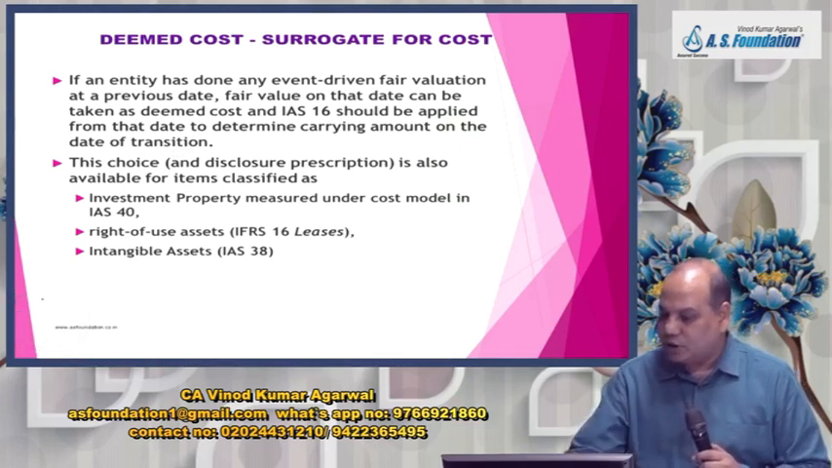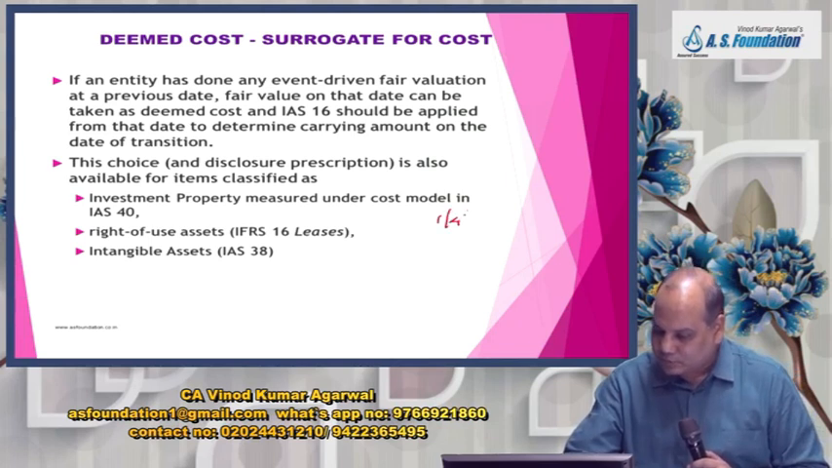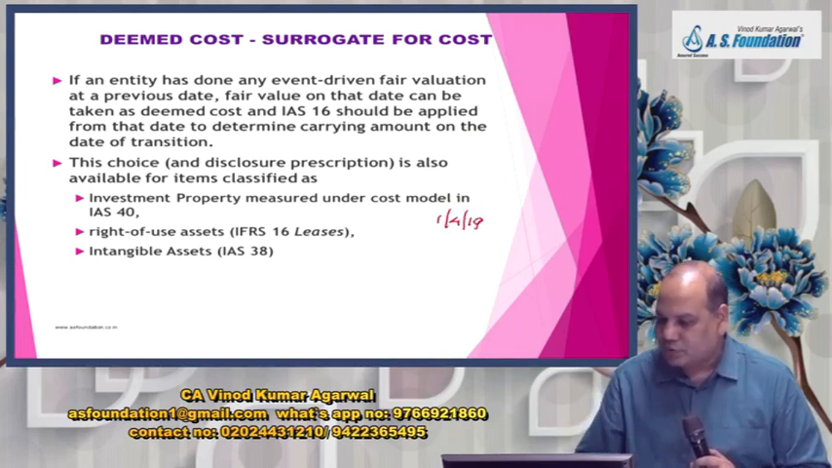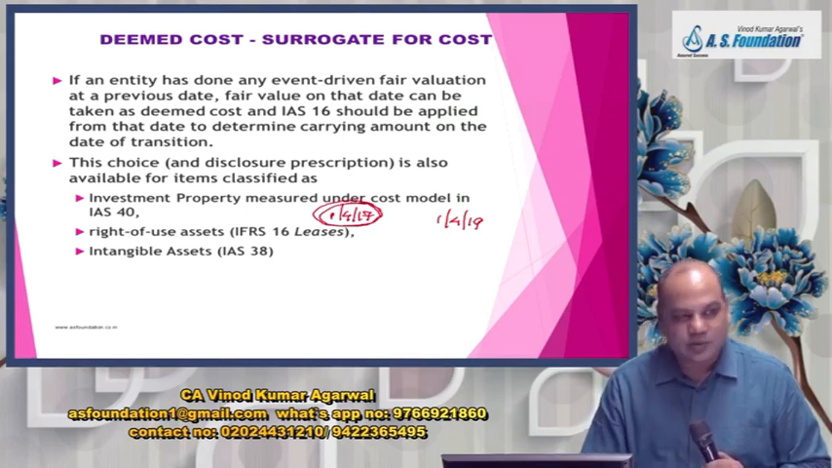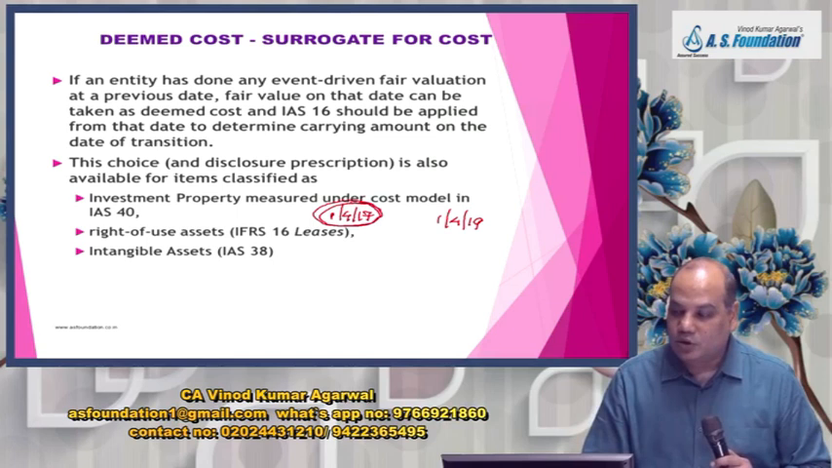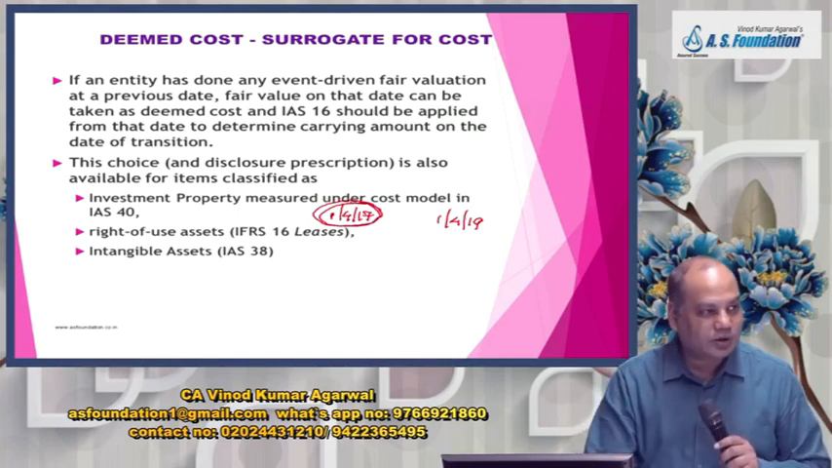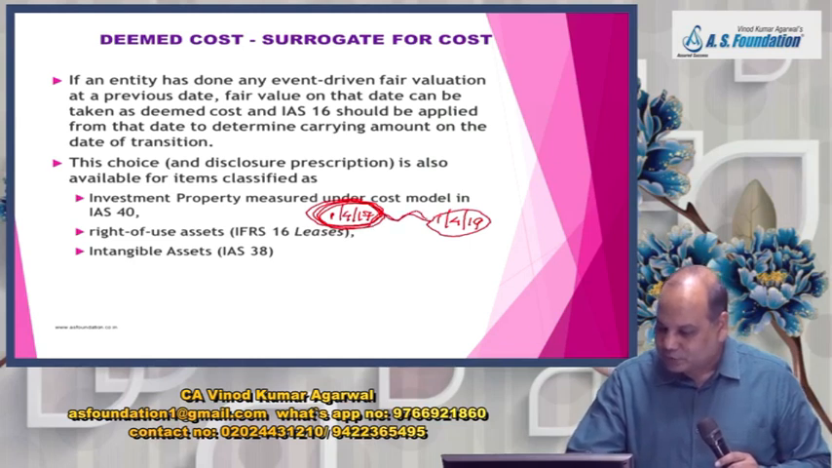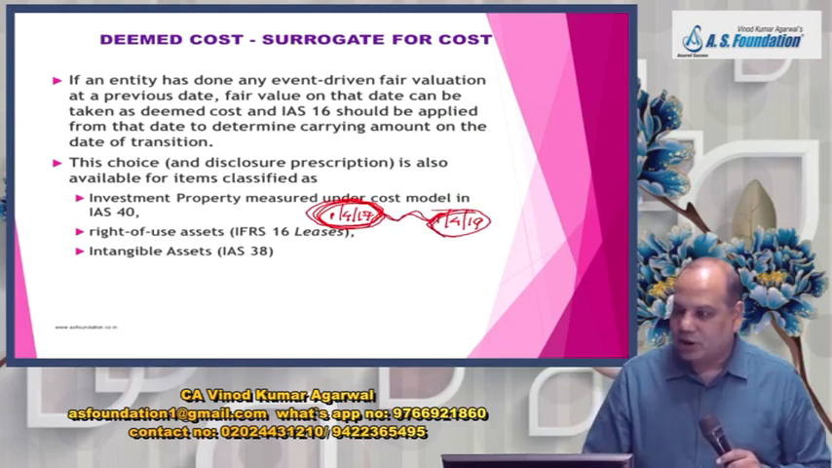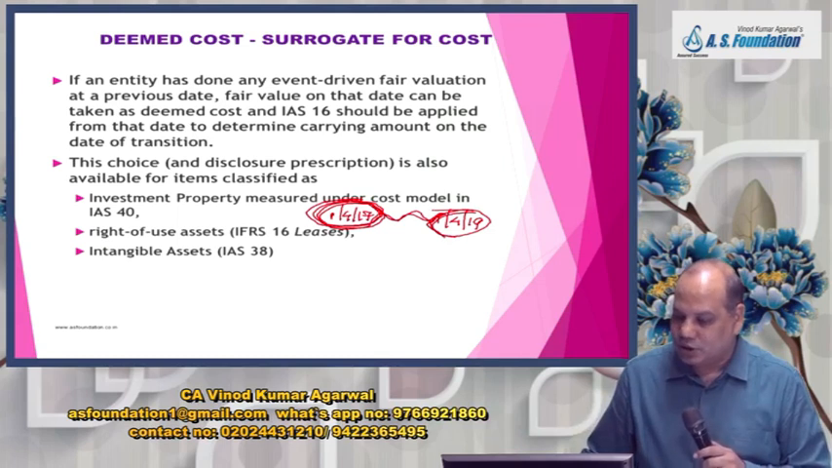Now suppose your date of transition is 1st April 19, and you have done some event driven revaluation on 1/4/17. Some important corporate restructuring might have taken place and you have done revaluation on that date. Then take this figure, depreciate it for 2 years, and then arrive at the deemed cost on the date of transition.